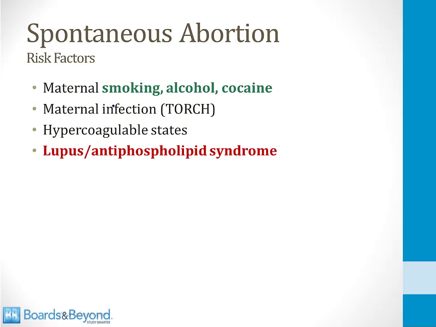Some risk factors for spontaneous abortion are shown on the screen here. First of all, if the mother smokes, drinks alcohol, or uses cocaine, there's an increased risk that she will lose her baby, and I talk about all these things in the videos on teratogens. If a mother develops any of the TORCH infections that are dangerous during pregnancy, this can lead to spontaneous abortion.